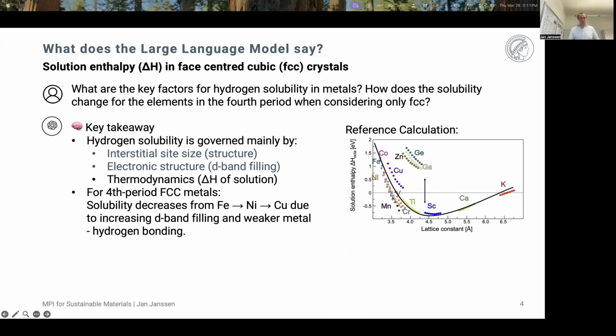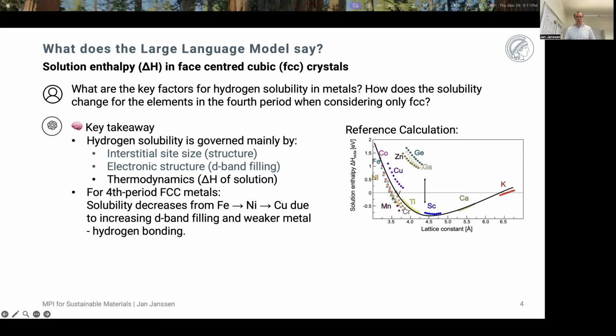And we see here the interstitial size is already provided. It first gives us a long reasoning trail, and I only show the key takeaways here. But then it says the interstitial size, so the structural property, and the electronic structure, the d-band filling, just like we saw from the plot.